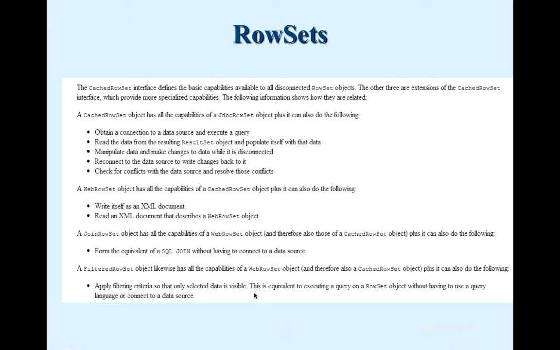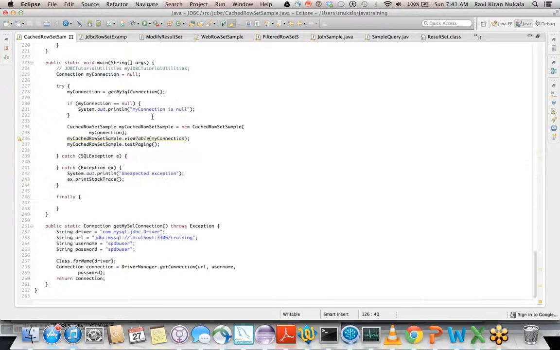A filtered row set object likewise has all the capabilities of a web row set object, and therefore also a cached row set object. Plus, it can apply filtering criteria so that only the selected data is visible. This is equivalent to executing a query on a row set object without having to use a query language or connect to a data source. That means you fetched everything, and on top of it you can do a filtered row set. Let's see the samples one by one.